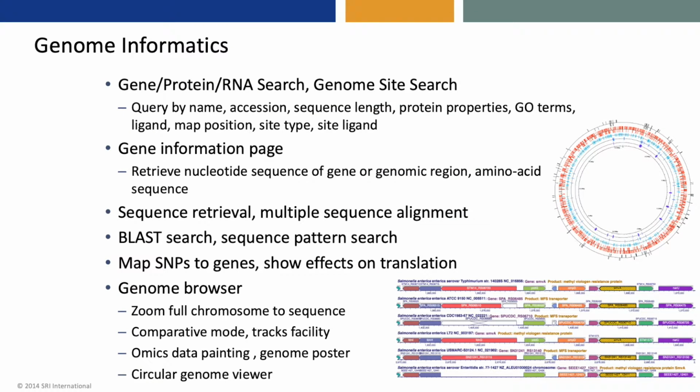The genome informatics tools include a number of search operations for gene, protein, and RNA information, as well as a genome site search, a gene information page from which the nucleotide and amino acid sequence can be retrieved, a multiple sequence alignment tool, both a BLAST search and sequence pattern search capability, the ability to map SNPs to the nearest genes and show their effects on translation, and a genome browser that can zoom from the full chromosome in one page to the sequence level.